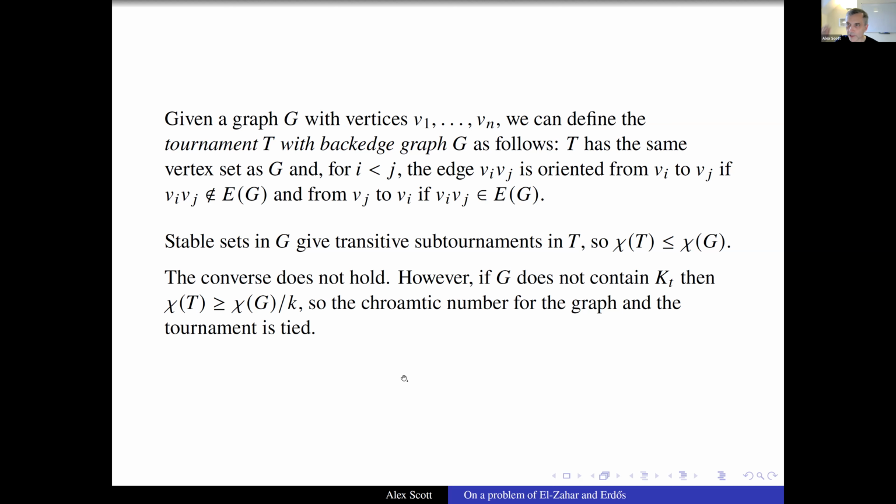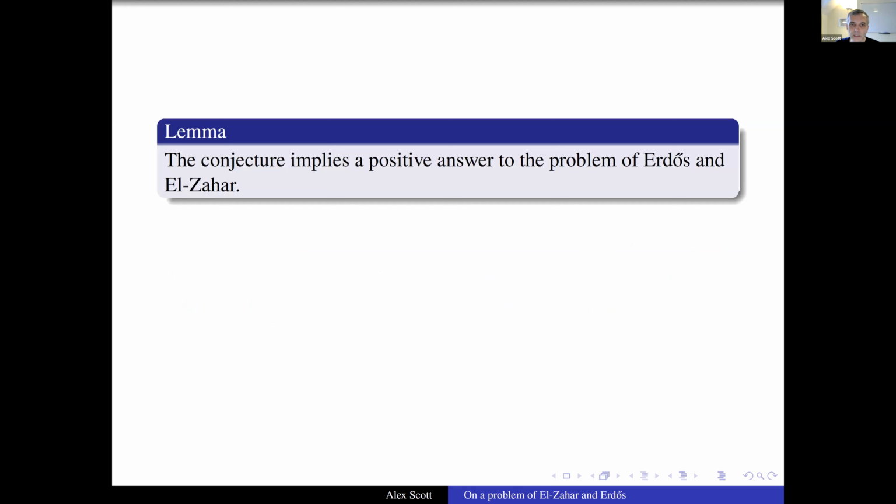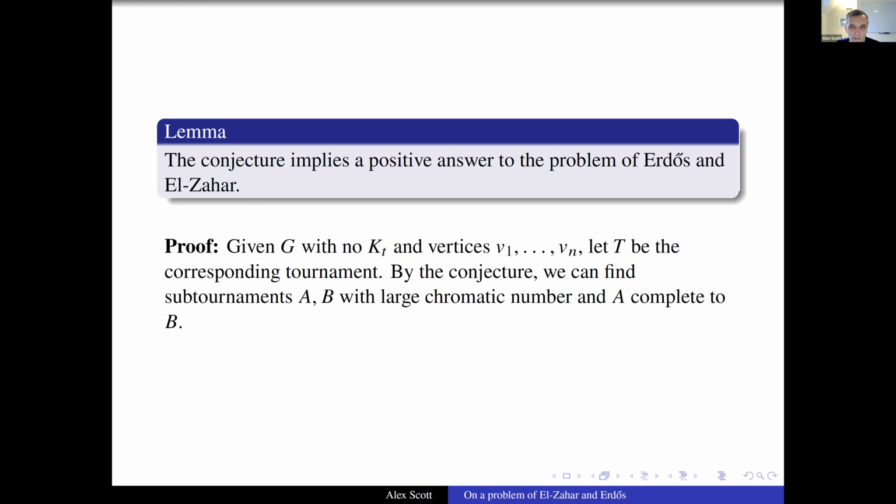Okay, and that's an easy argument from Dilworth's theorem, or exercise. Okay, so we're thinking about graphs with bounded clique number, and that tells us that the chromatic number of the tournament and the chromatic number of the graph lie within a constant factor of each other. So this is going to allow us to do a bit of translation backwards and forwards. Okay, so I claim that the conjecture implies a positive answer to the problem of El-Zahar and Erdős. So here's the proof.